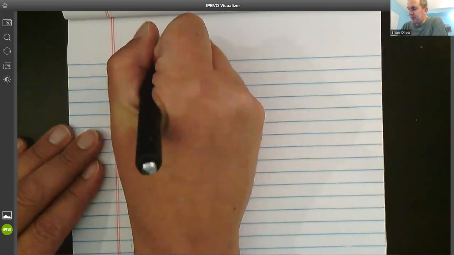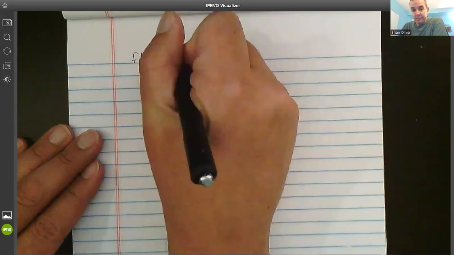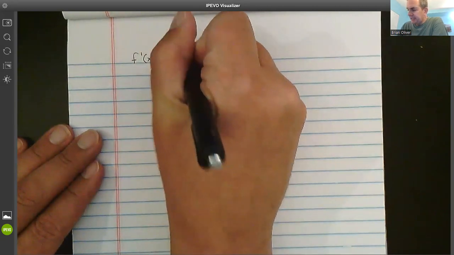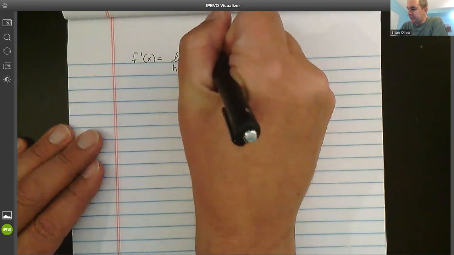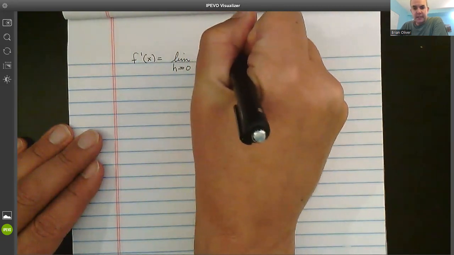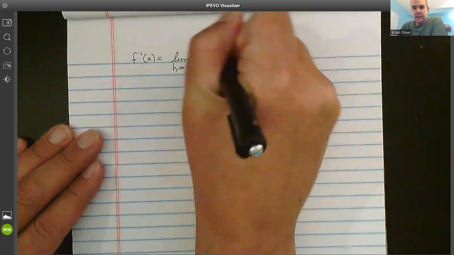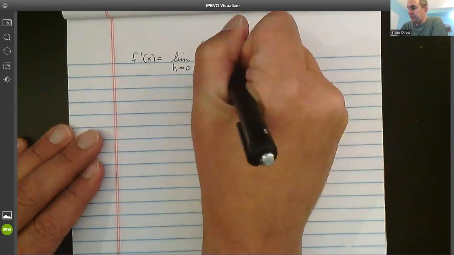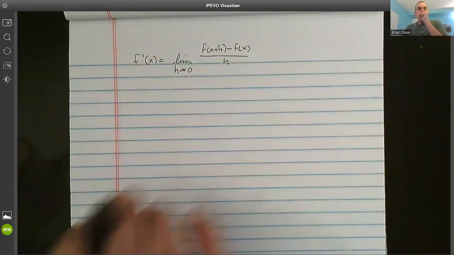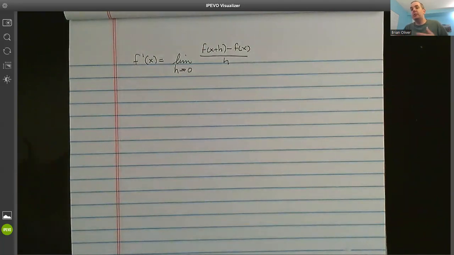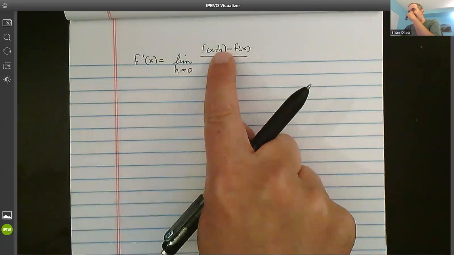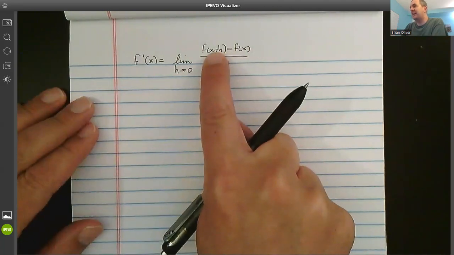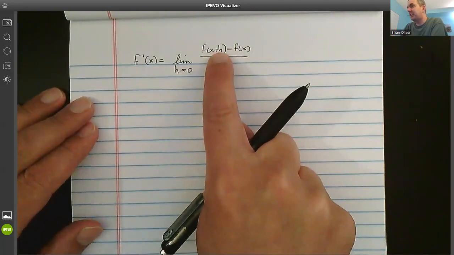So this guy, f prime of x equals the limit as h approaches 0 of f of x plus h minus f of x, all of that over h. So this is our definition of a derivative. What it means is as we get closer and closer to a point, as that h gets really, really close to 0, we're moving very close to x. So it's like x plus just a little bit.